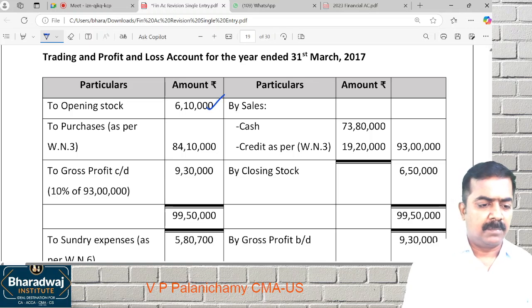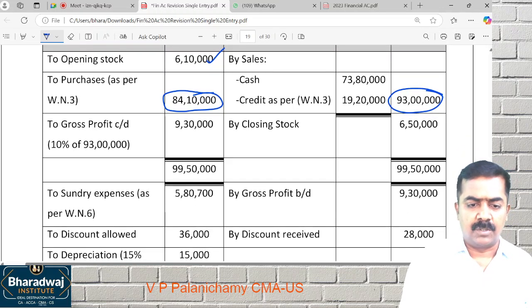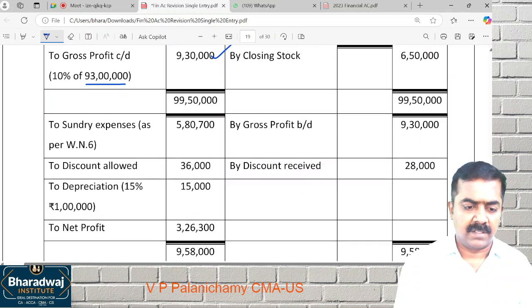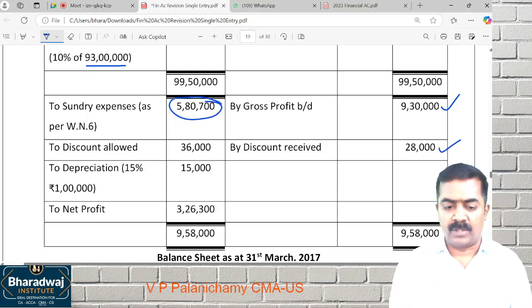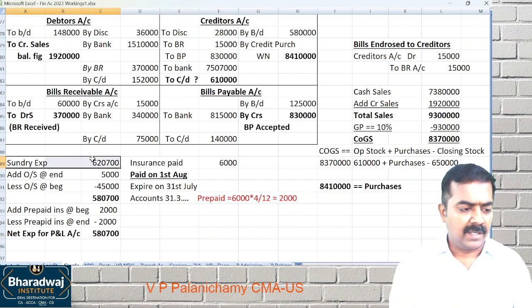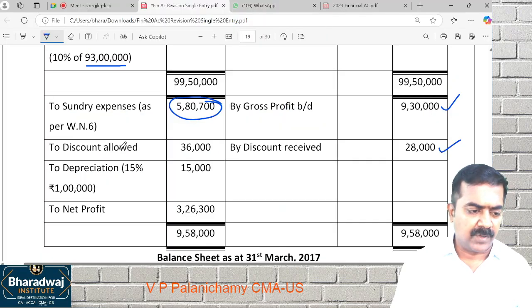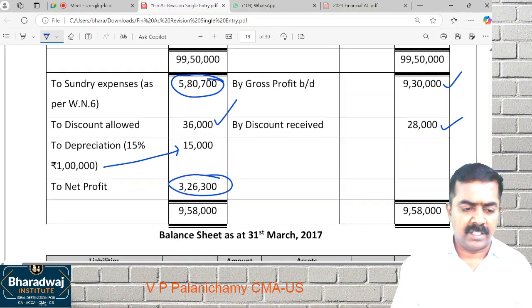Opening stock given, purchases, cash plus credit purchases, sales, cash plus credit sales, closing stock given. GP on 9,30,000 at 10%, 93 lakh 10%. Gross profit, discount received, sundry expenses, we did the working note. Add outstanding at the end minus outstanding at the beginning. Insurance prepaid at the beginning, prepaid at the end, adjust that. What is the net expense? 5,80,700. Discount allowed 36,000. Depreciation 1 lakh into 15%. We get which one? Net profit.